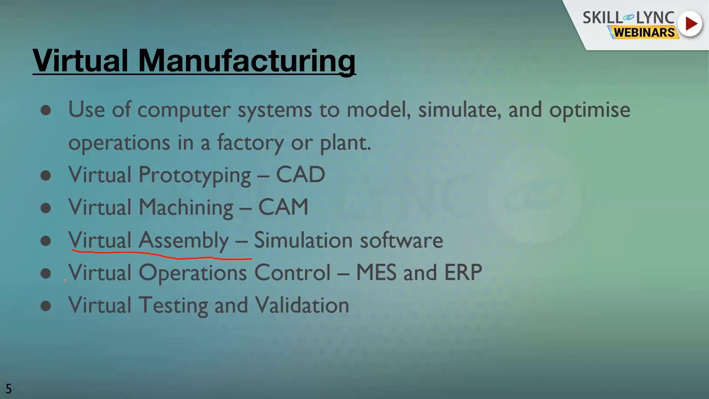So there are these questions that need to be addressed, and to plan and simulate all of those things, and to maintain a twin, a digital twin of the whole plant, to maintain it digitally, you need these virtual operations control software, and they are also called MES and ERP software. ERP is enterprise resource planning and MES is manufacturing execution system software.